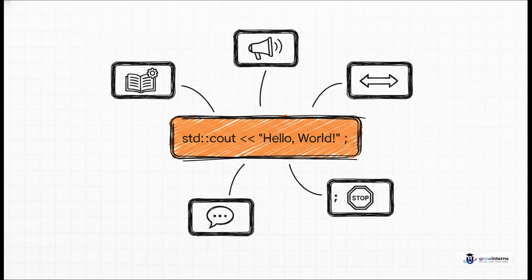So let's dissect it. std::cout, you can read that as use the standard character output. Simple enough. Then you've got these two little angle brackets, <<. That's the insertion operator. Just think of it like an arrow that's pushing our text onto the screen. And what are we pushing? Our hello world message, which always needs to be inside quotation marks.